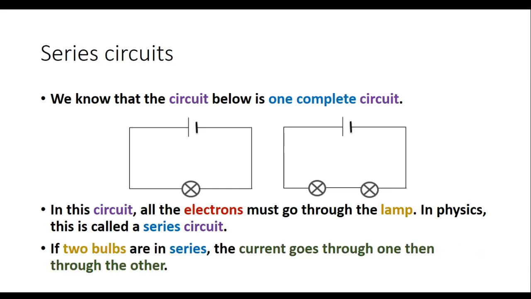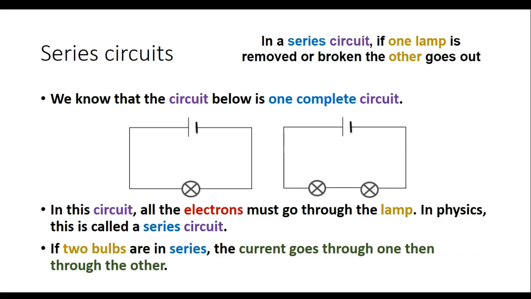If two bulbs are in series, the current goes through one and then through the other. If in a series circuit one lamp is removed or broken, then the other lamp will not light.